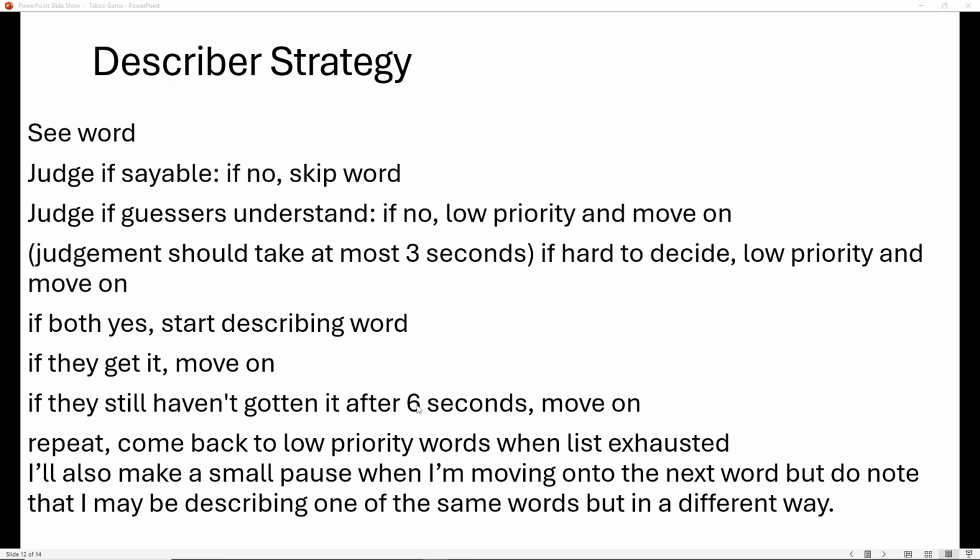I'm debating whether I should change these values, like 3 seconds, 6 seconds. It also depends on how much time you get. Yeah, it's complicated. And then, yeah, this repeats. So come back to lower priority words when the list is exhausted. Again, just me, I'll make a small pause when I'm moving on to the next word. But do note that I may be describing one of the same words, but in a different way.